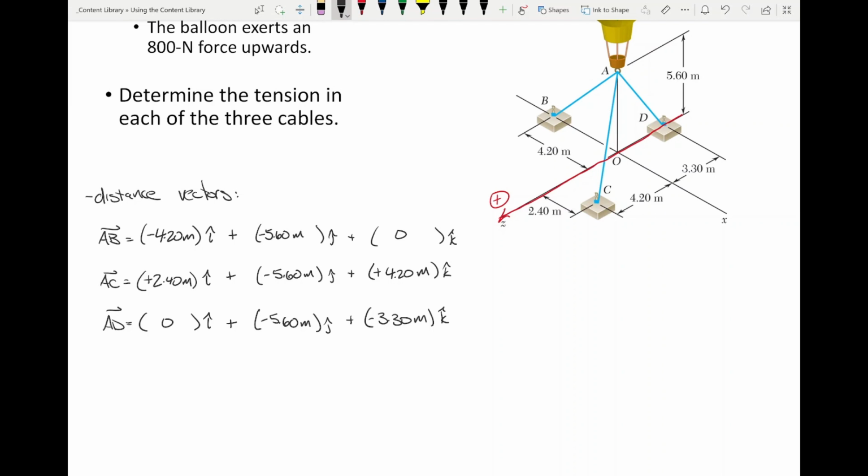I have a question. Yes. So the AB for the I, why is it 0? Okay. All right. Because, all right.